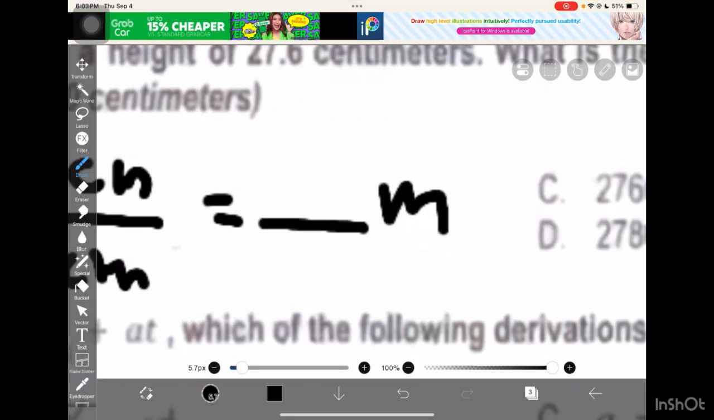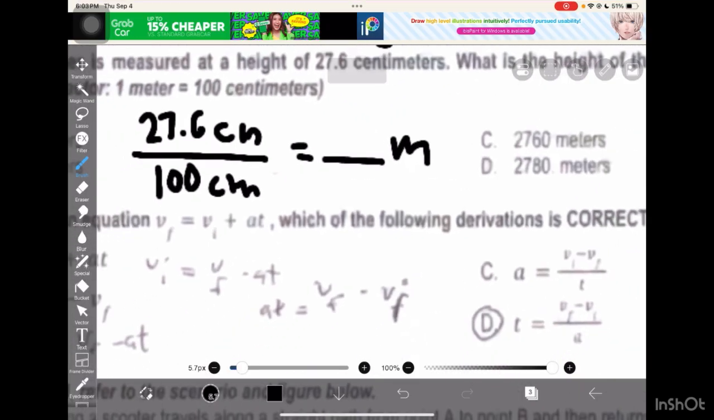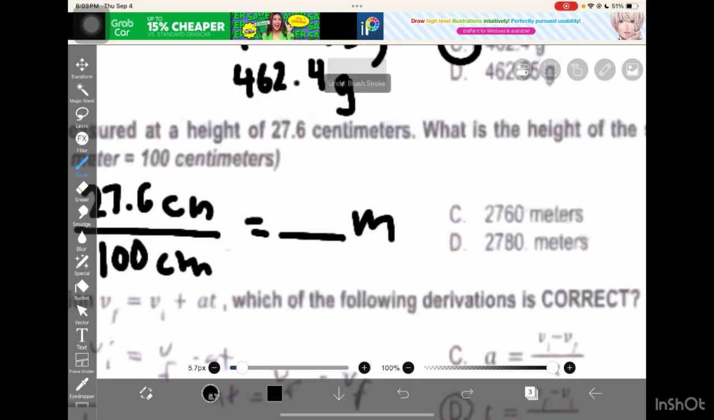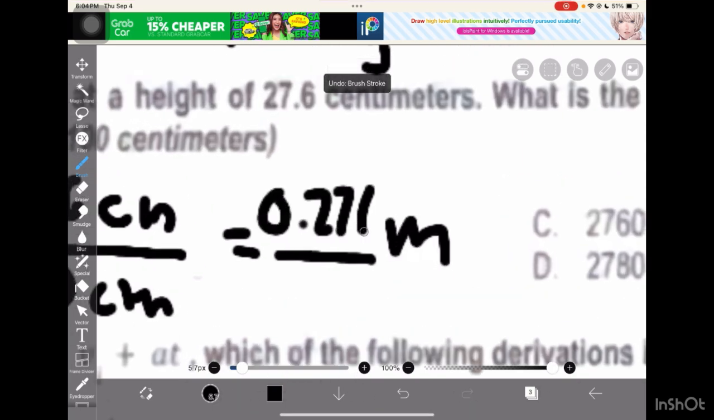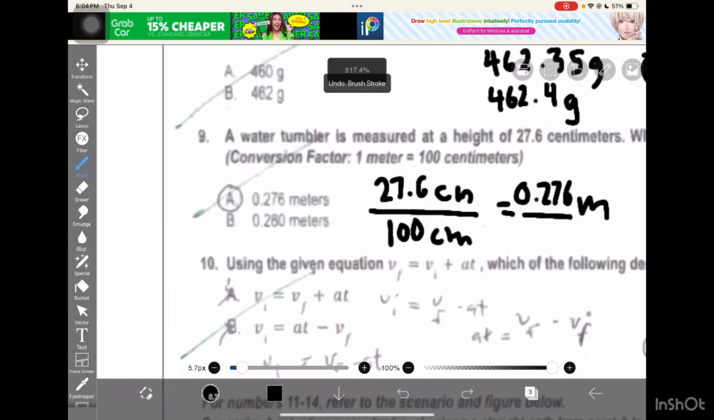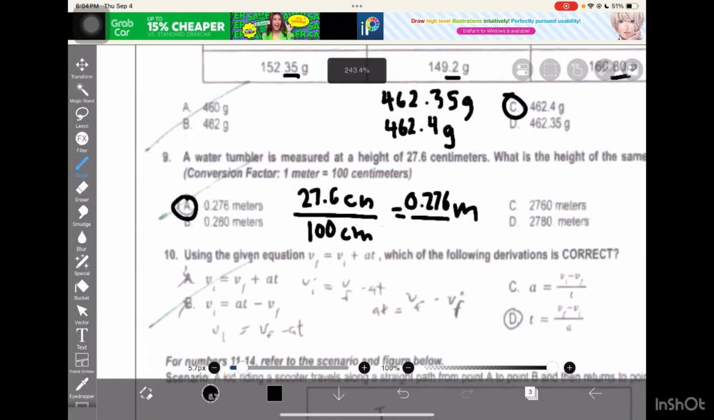blank meters. So let's put that in our calculator. So we have 27.6 all over 100 centimeter. That is equal to 0.276 meters. And since we're given 3 SFs here, we also have 3 SFs here. So therefore, letter A.